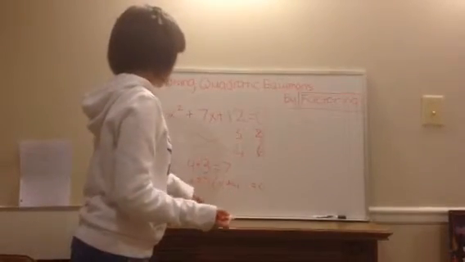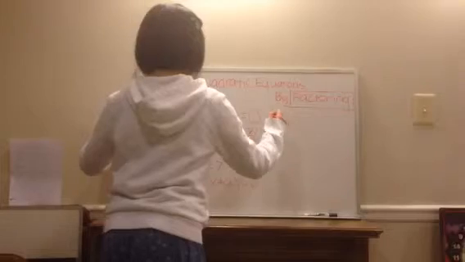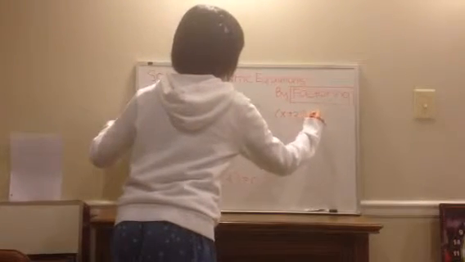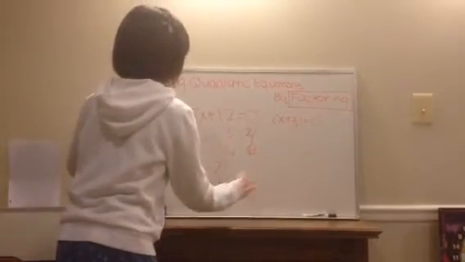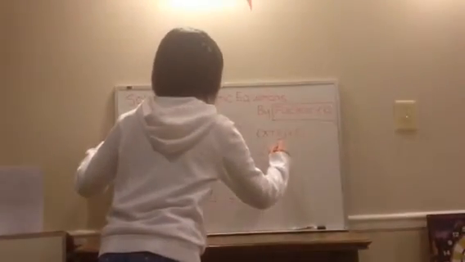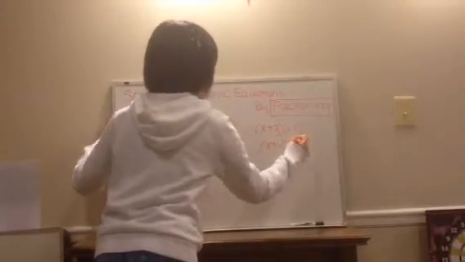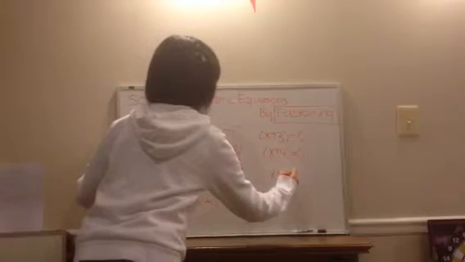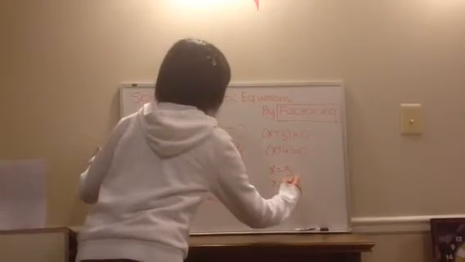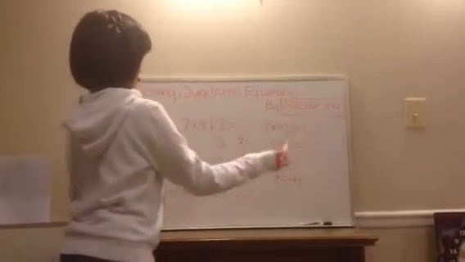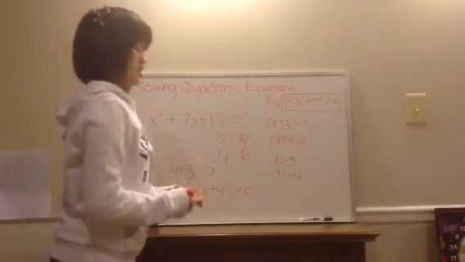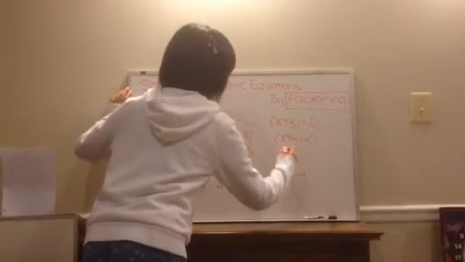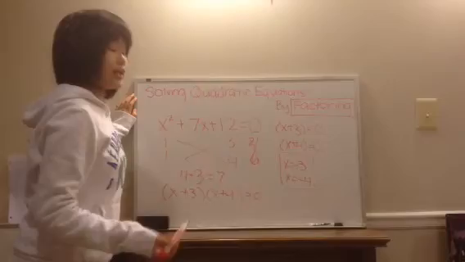Now, how to solve for your x's is you take x plus 3 and you set it equal to 0. And then you take your x plus 4, and you set that equal to 0 as well. Now you can solve, right? It's really simple. x equals negative 3, and x equals negative 4. Because 0 minus 3 is negative 3, and 0 minus 4 is negative 4. So for this equation, your final answers turn out to be x equals negative 3 and negative 4.